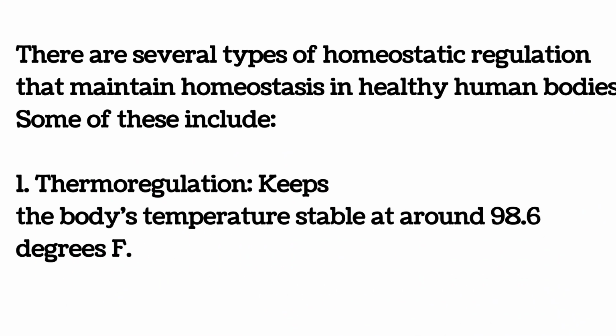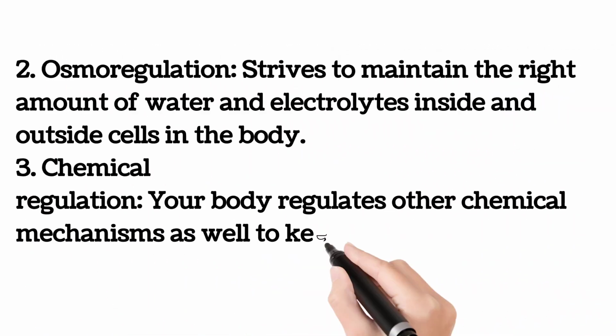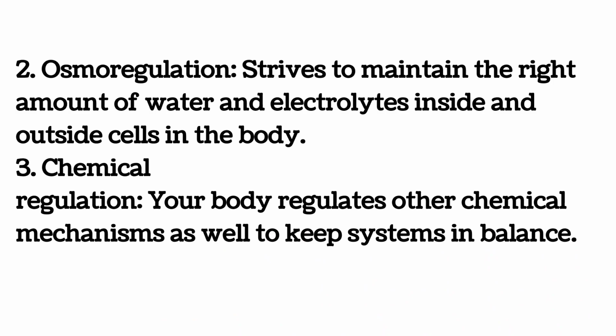There are several types of homeostatic regulations in our body. Examples of these are thermoregulation. Here the body temperature is maintained at a stable level at around 98.6 degrees Fahrenheit by certain mechanisms. The next example is osmoregulation. Here the body strives to maintain the right amount of water and electrolytes inside and outside the cells in our body. And we also have chemical regulation. Here the body regulates other chemical mechanisms as well to keep the systems in balance. The most common example is pH regulation in the body.